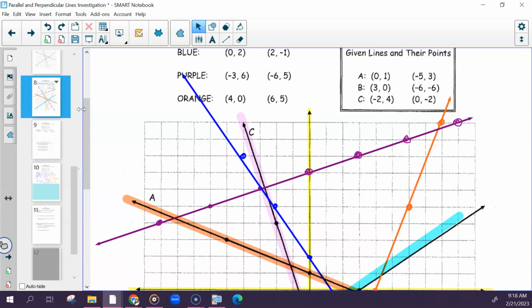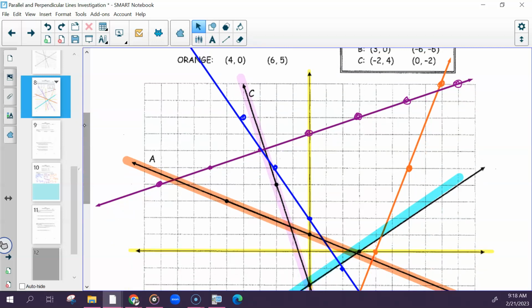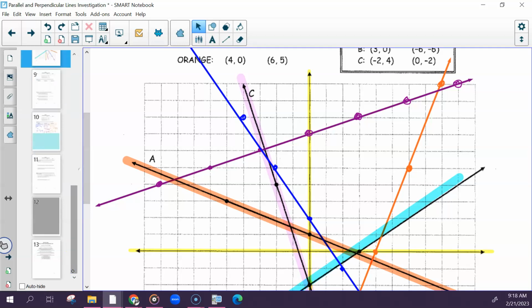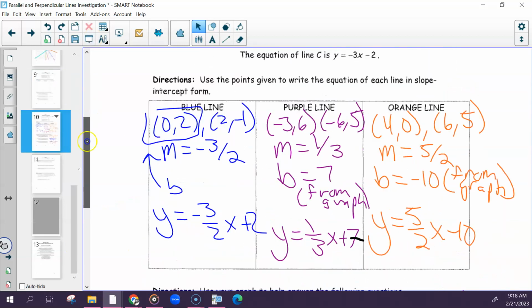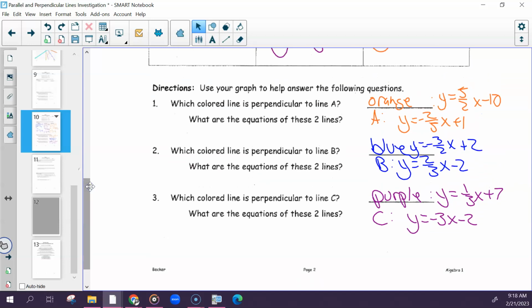What would be perpendicular to C? The purple. It makes like that T. So C and purple, and then A and orange would have to be the last one. So write those two equations, your orange and your A, your blue and your B, your purple and your C. And then I'm going to give you 5 minutes to answer the questions on the back, and then we'll come back and we'll talk about them, and then we'll jump to our next activity.